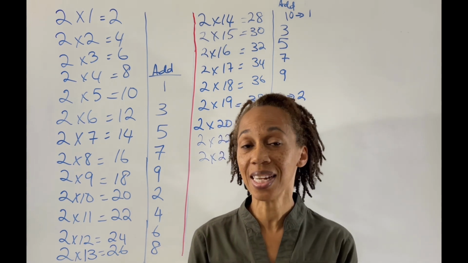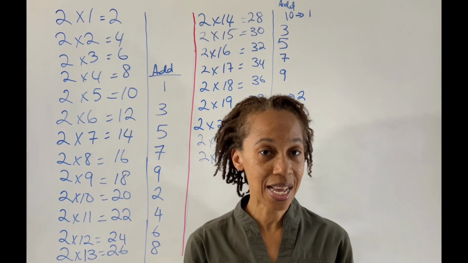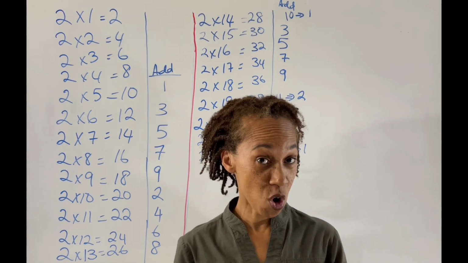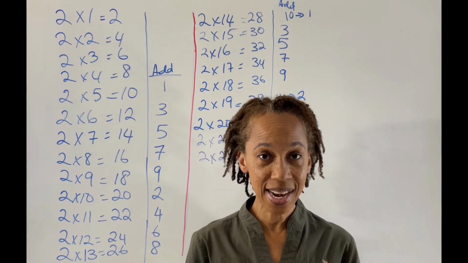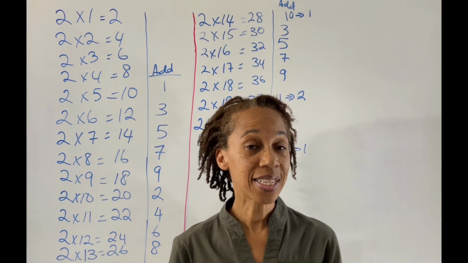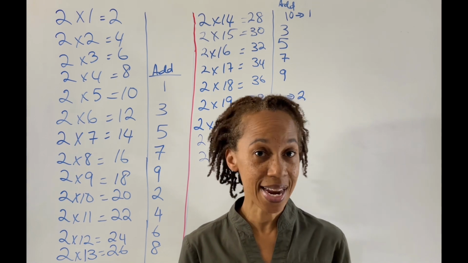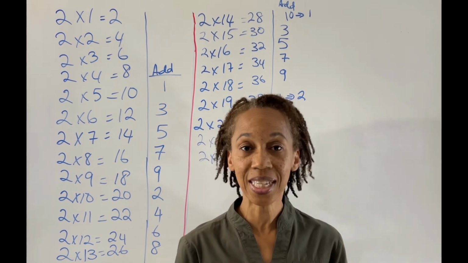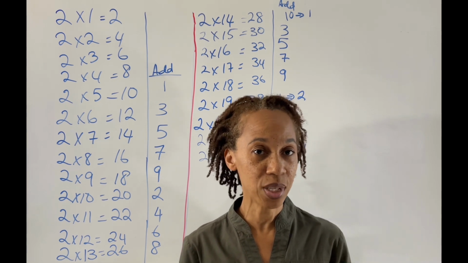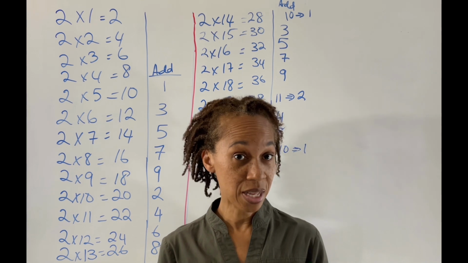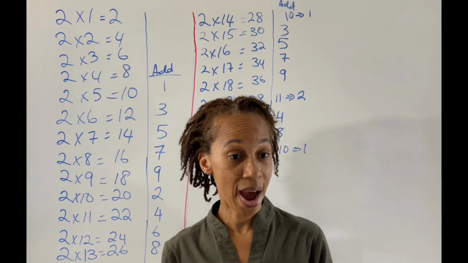Then we know that 6 times 3 is 18, so 1 plus the 8 is going to give you 9. 6 times 4 is 24. When you add that double digit number, you're going to get 6. 6 times 5 is 30. When you add that, you're going to get 3. 6 times 6 is 36, and when you add those two digits, you're going to get 9. And this is going to repeat as you go along.